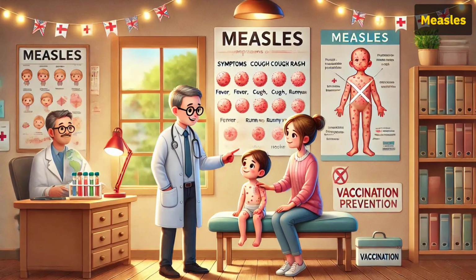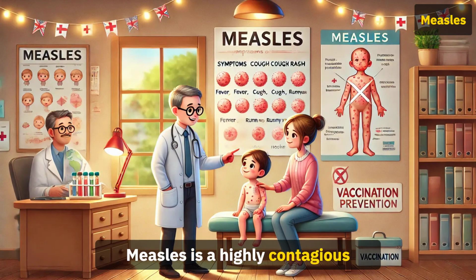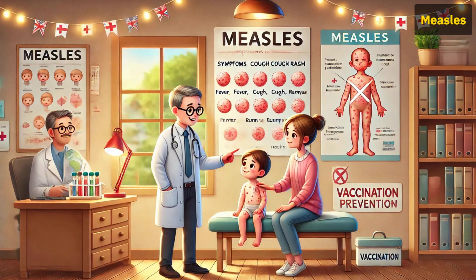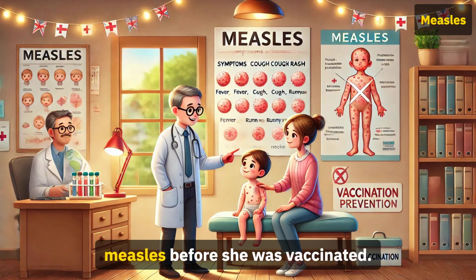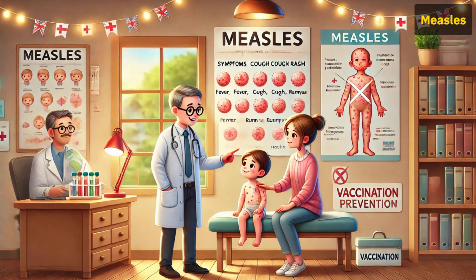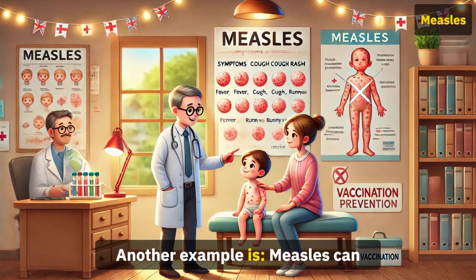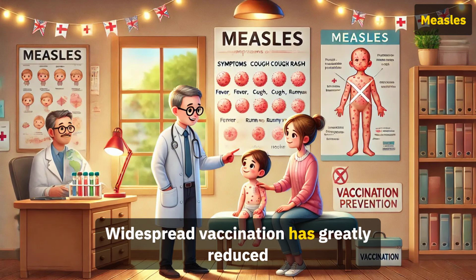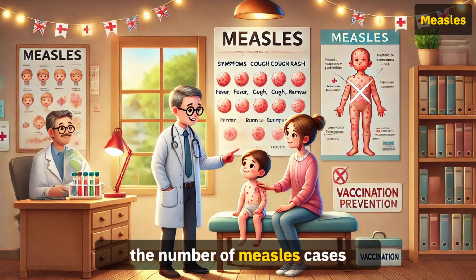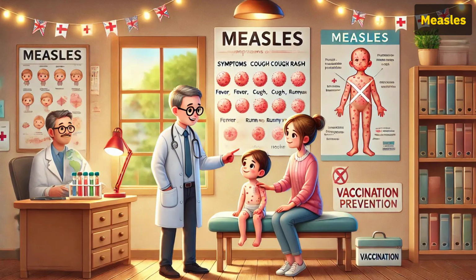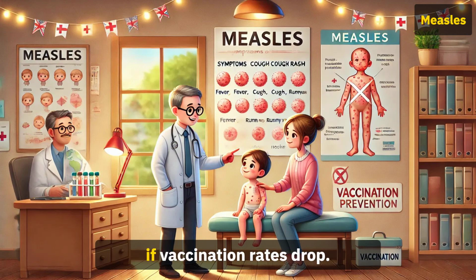Measles is the next noun. Measles is a highly contagious viral infection that usually starts with fever, cough, runny nose, and inflamed eyes, followed by a rash. You might hear, "She got measles before she was vaccinated." Another example is, measles can be serious for young children and can cause complications. Widespread vaccination has greatly reduced the number of measles cases around the world, but outbreaks can still occur if vaccination rates drop.